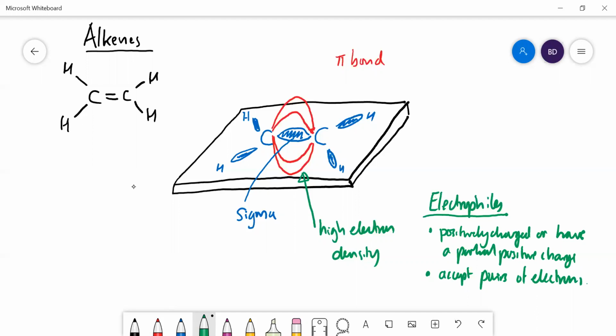Okay, so let's have a look at a mechanism. It's not going to be nucleophilic something, it's going to be electrophilic. And it's not going to be electrophilic substitution, it's going to be electrophilic addition. That is because we're going to add something to the double bond. We're going to break the double bond, we'll add something to it. So we now need to have a look at that reaction mechanism.